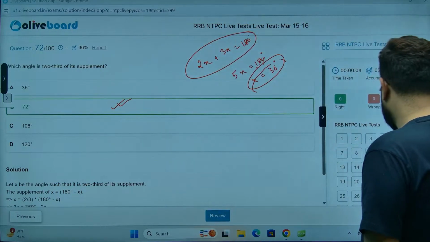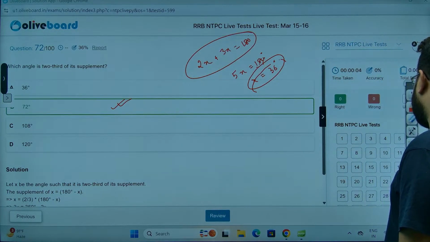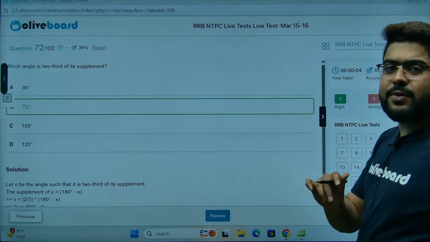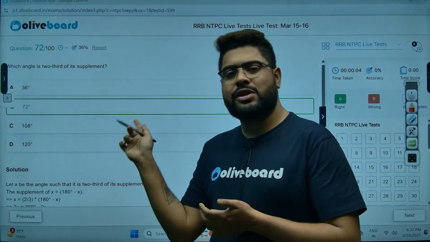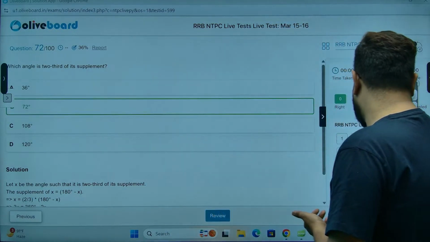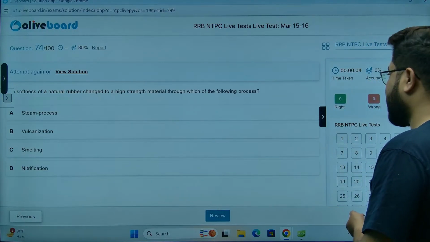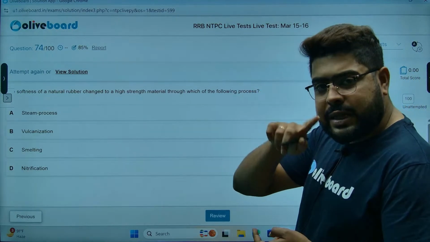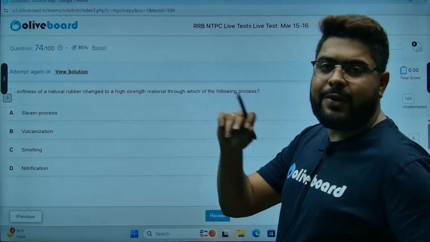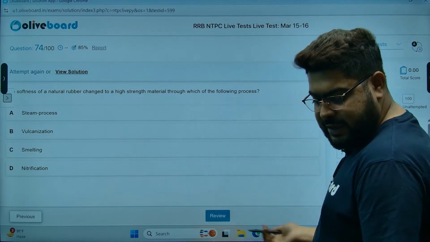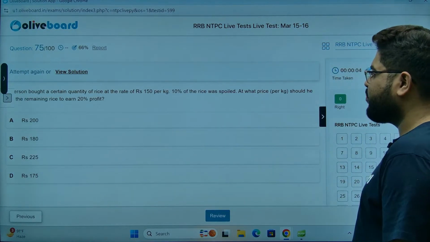Perfect, sir. Again, I strongly suggest if you are a serious candidate, you should remember this. Okay, sir. Or another way to think also, the supplement 180, you break it down in 2:3 ratio. Same logic. Okay.